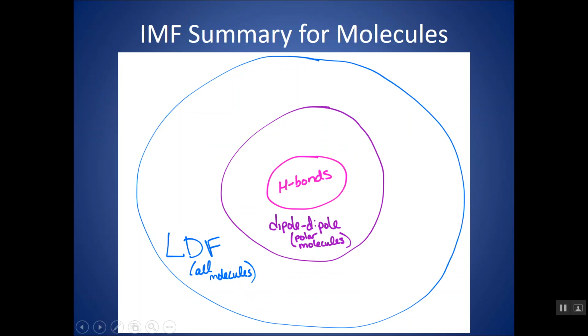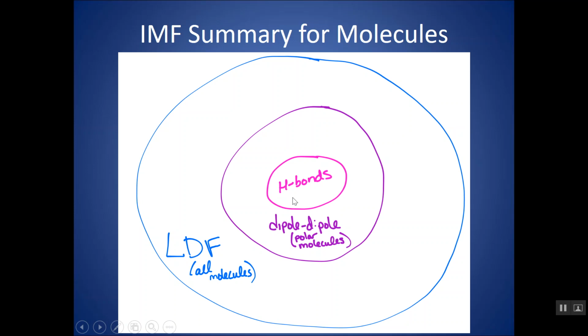Just a summary. So we said all molecules would land inside here. All molecules have LDFs, any type of molecule, polar or nonpolar. If you now have a polar molecule, you not only have LDFs, you're not only within this big circle, you're in this smaller circle here too. You would also have dipole-dipole. And if you're comparing the same number of electrons, typically dipole-dipole is stronger than LDF. Again, if you start having really a lot of electrons, LDF can overpower dipole-dipole. But typically for the same number of electrons, dipole-dipole is stronger than LDF.